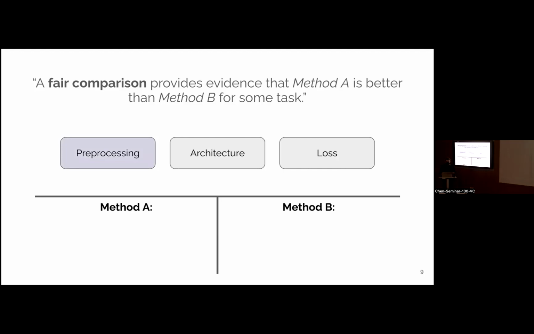So for instance, for pre-processing, maybe method A is using random horizontal flipping for augmentation, and method B is using no augmentation. Or for architecture, method A would be using a ResNet 50, method B would be using a VGG16. And for loss functions, maybe method A is using focal loss, and method B is using cross-entropy loss. So these are just to give you a flavor of the kinds of design choices we're talking about.